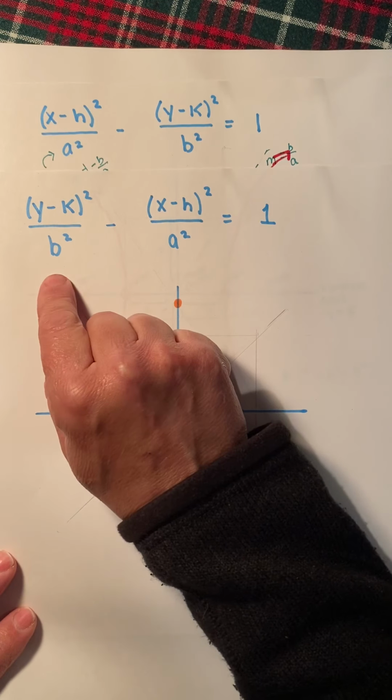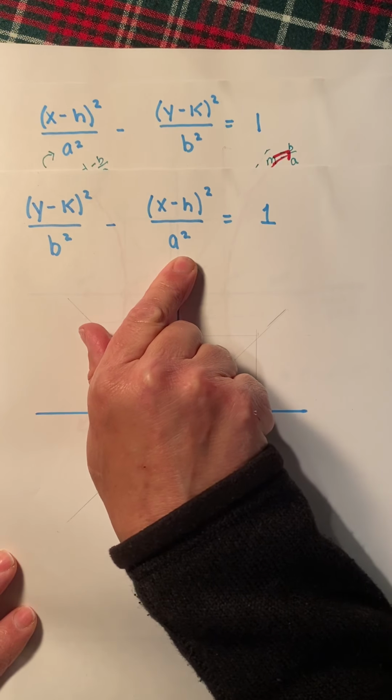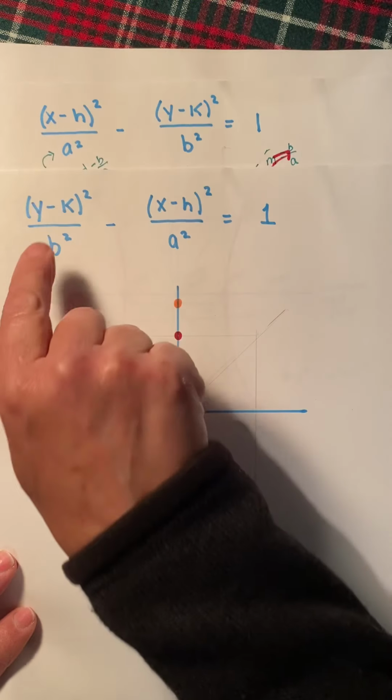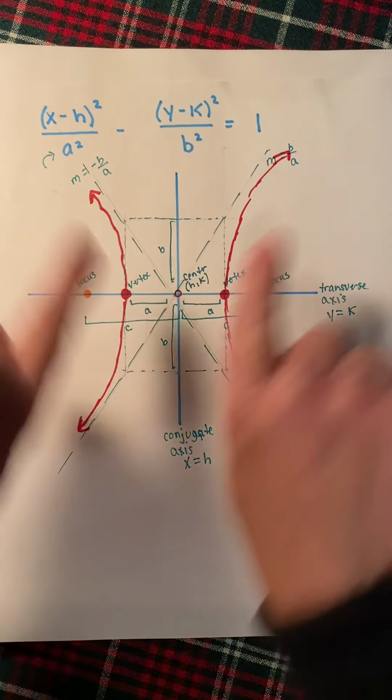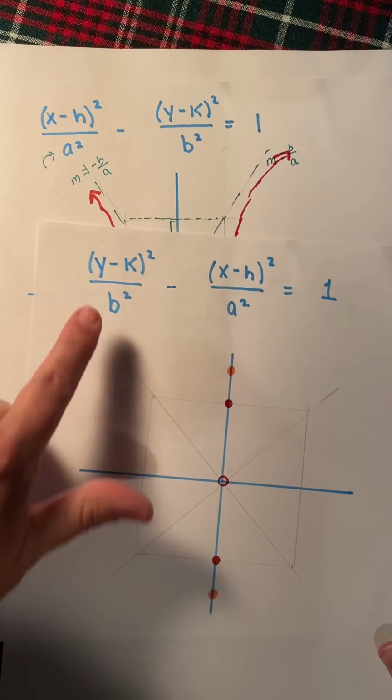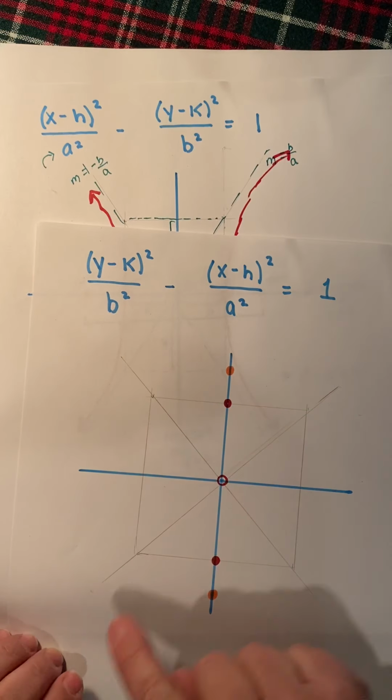Notice that the y term is the positive term, the x term is the negative term. So whatever term is positive, that's the direction in which it opens. So here, x is positive, so it opens this way, pointing right and left. Here, the y term is positive, so this one is going to open up and down.